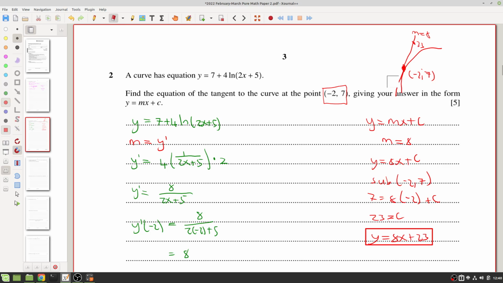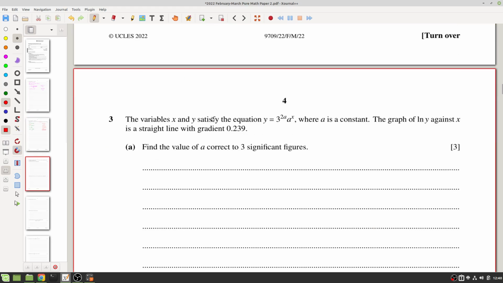That's the basic idea. All right, let's head on to the next question. Next page, okay.